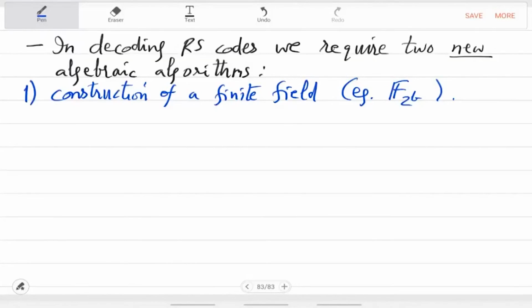But the bigger question is, suppose B is given to you in the input. So then 2 raised to B is exponentially large in terms of B. So you cannot do brute force. You cannot go over all the polynomials of degree B. Basically, the space is too big. So how do you pinpoint one irreducible out of all polynomials? Right? Any ideas?